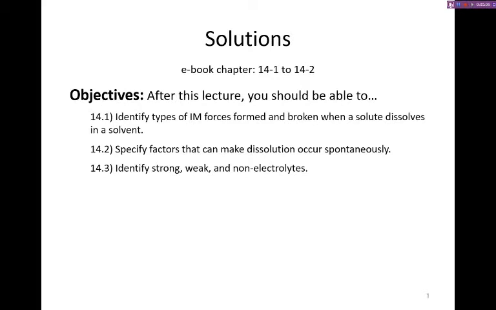In this video, we're going to learn about solutions. We're going to talk about what the components of a solution are, the different types of intermolecular forces that are formed and broken when a solute dissolves in a solvent. We're going to specify the factors that can make dissolution occur spontaneously, and then we're going to end by learning about strong, weak, and non-electrolytes.